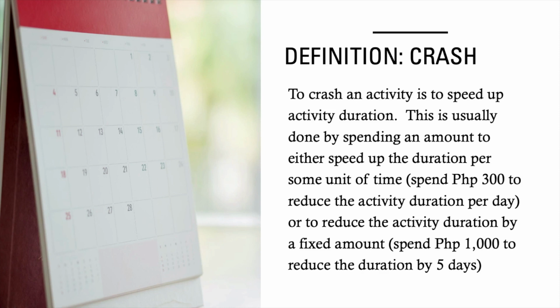So in the second example, it's usually a package deal where you will have to spend 1,000 pesos and the effective reduction in the activity duration is 5 days. In the first example, you have the liberty of deciding how many days you'd like to crash a certain activity. It is important to note that in both cases, what we are actually doing is reducing the activity duration, how long it will take you to do a particular activity.